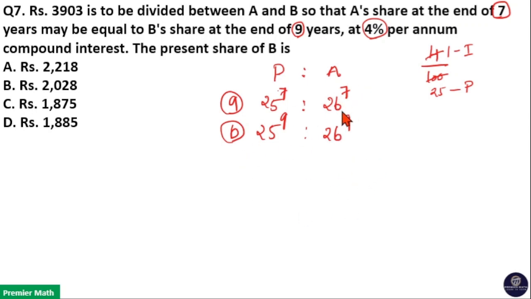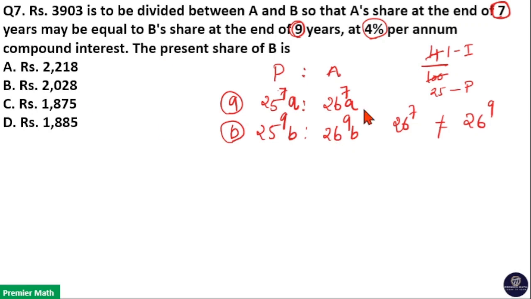Now, you can see this amount at the end of 7 years equals the amount at the end of 9 years. That is 26 raised to 7 parts of A equal to 26 raised to 9 parts of B. But here this is not equal. So, we need to write here there are 2 people. So, we need to write parts of A as A and parts of B as B.